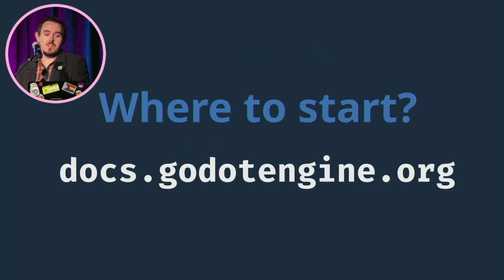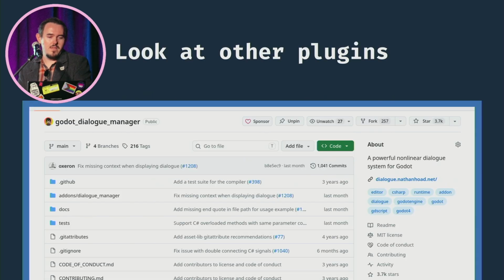Where to start? The docs for Godot are great for every part of Godot, especially the plugins. And you can look at, there's heaps of open source ones, so just go steal everything they do. As I said, that's Dialog Manager. It's got an example of a lot of different plugins in it, so it's probably a good place to start.